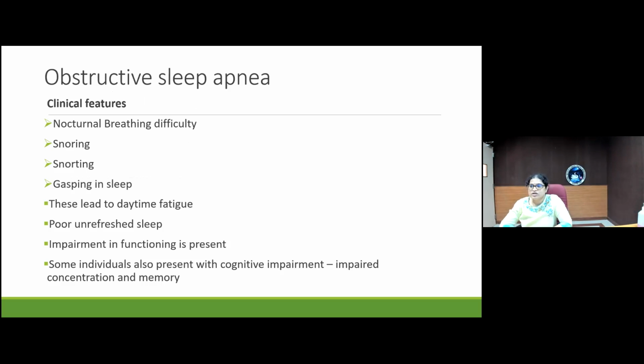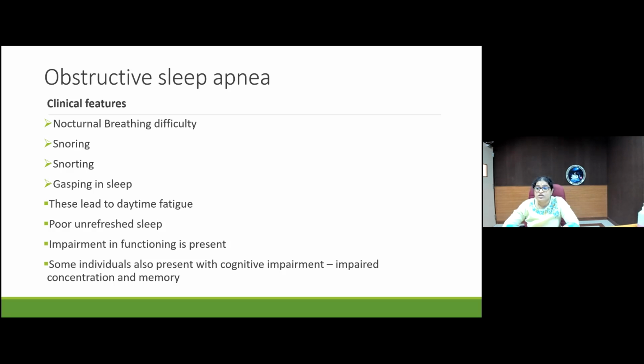So coming to the clinical features of individual disorders, first the obstructive sleep apnea. The clinical features are nocturnal breathing difficulty, that is difficulty in breathing while asleep, excessive snoring, snorting, gasping in sleep because of apneic spells. This often leads to significant daytime fatigue, poor unrefreshed sleep, and ultimately impairment in the individual's functioning.